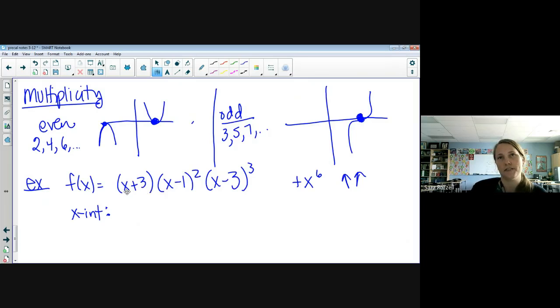So our x-intercepts, what's our first one? Negative 3. Okay. What's our second one? It's 1, and you're always going to write what the multiplicity is. So is this 1 mult 2? Because it shows up twice. That parenthesis there's 2 of those. And then our last one is 3 mult 3. I just like to abbreviate it.